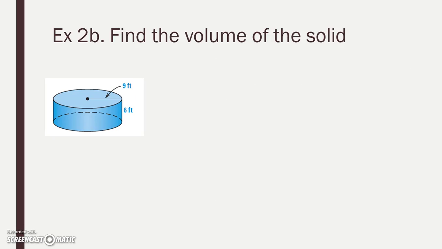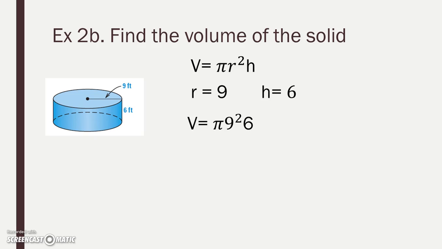Right, the cylinder, the radius is 9, the height is 6, so we're going to do pi times 9 squared times 6. And we get 486 pi cubic feet.